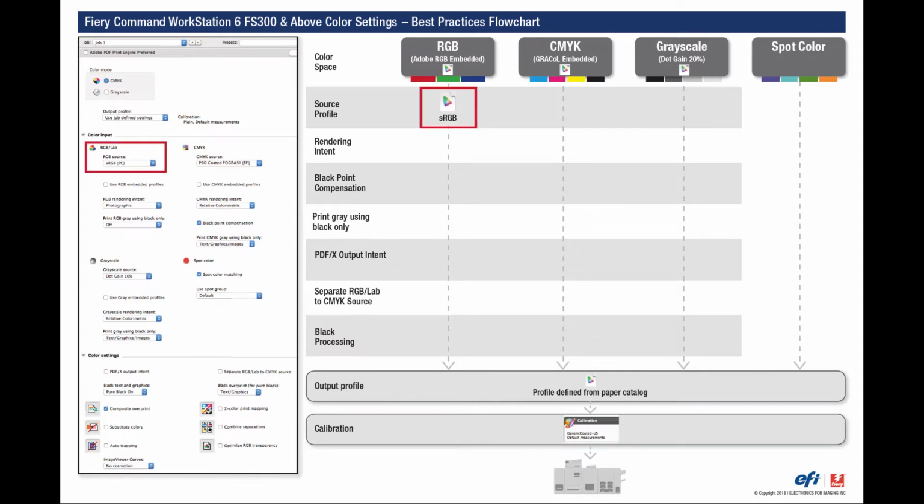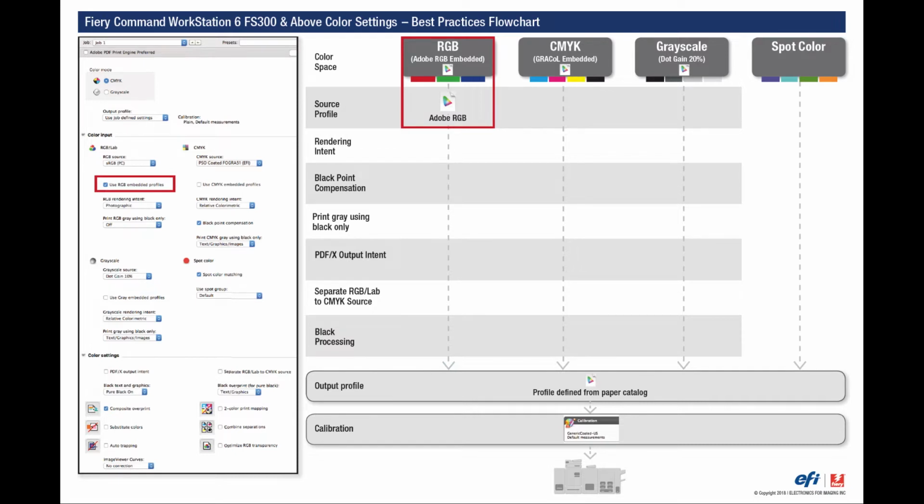When I talk about input spaces, the first one I want to talk about is RGB. There are really two ways that RGB can exist in your PDF or your PostScript file. It can be device dependent, meaning it doesn't have any color definition or ICC profile assigned to it, or it can be device independent, meaning that it does have a color space or an ICC profile associated with it. So if I have a file coming in that is RGB, and I set this first color input control here at the left to sRGB, then that sRGB profile is going to be used for every RGB object in my job.